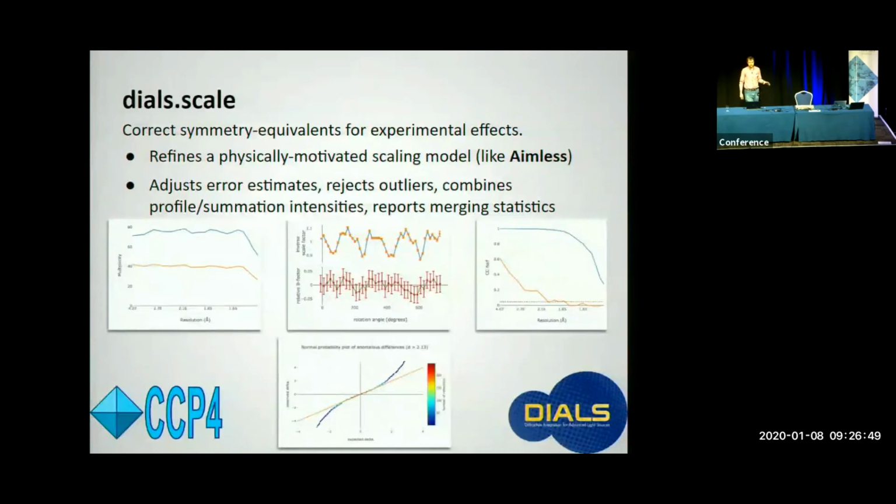However, there are options within dials.scale. You can choose a different parameterization. So you can choose an array-based parameterization, which is more like what XDS does. But the default is to do modeling like Aimless, and like any good scaling program, it also adjusts the error estimates, does outlier rejection, combines profile and summation integrated intensities appropriately, and produces plenty of reports and nice HTML pages with graphs and so on.